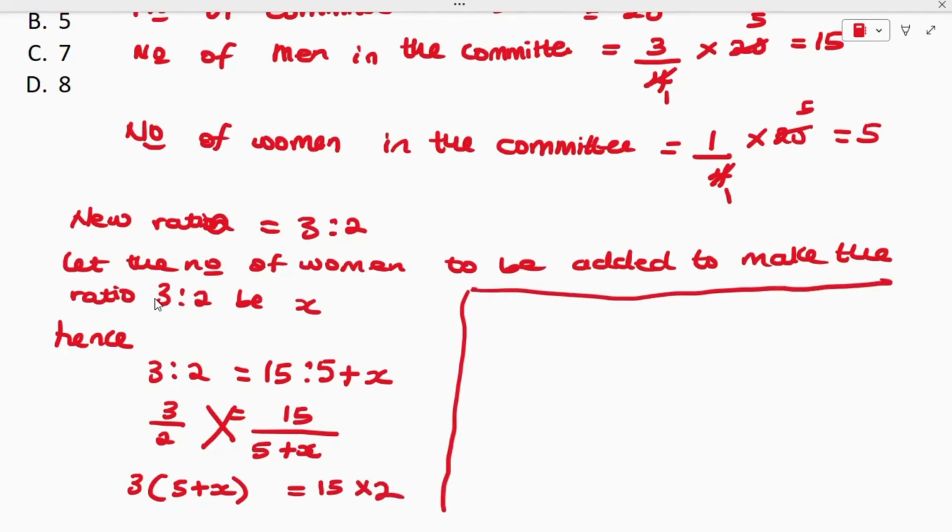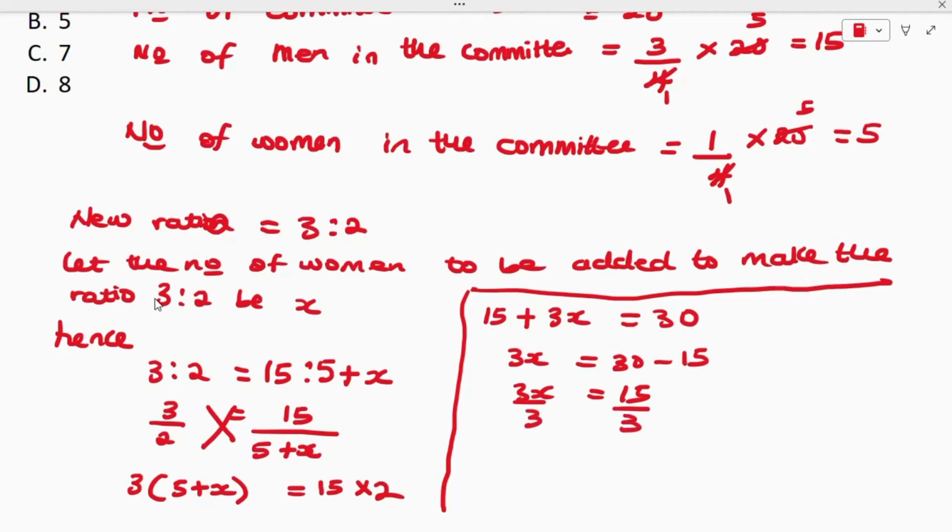Alright, so we have 3 times 5 is 15 plus 3 times x is 3x, which is equal to 15 times 2, which is going to give us what? 30. So we have that 3x is equal to 30 minus 15. 3x is equal to what? 15. Divide both sides by 3 to isolate x.